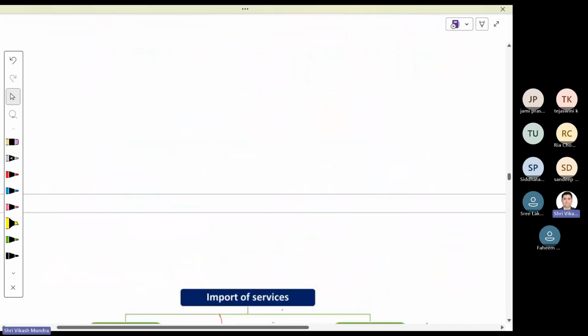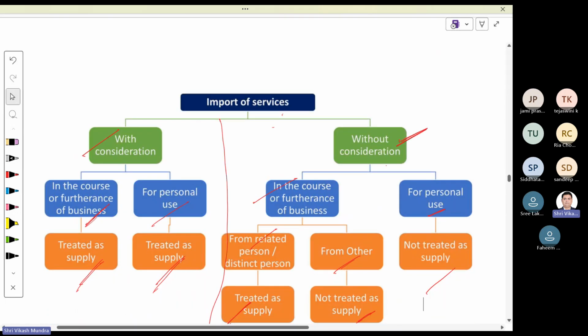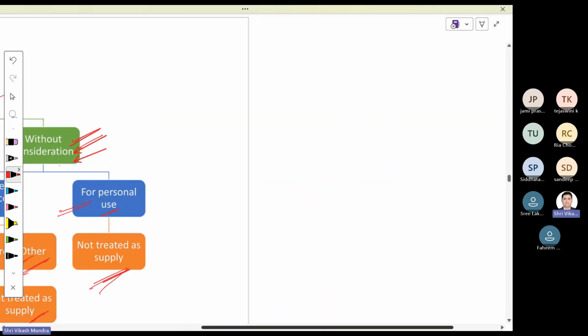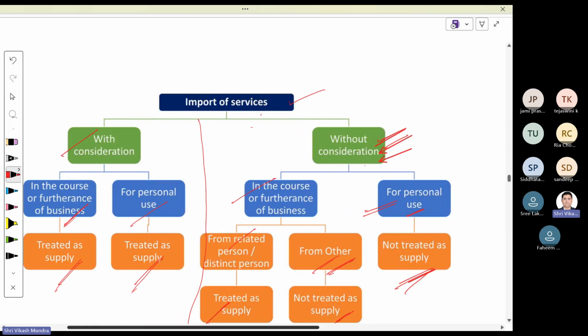That means if you are downloading some images from Google or Facebook, etc., do you think you are liable for GST? The answer is no. Google or Facebook are not our related persons. Since I am not paying anything, even though I am importing services, and I am using those imported materials for my personal use, no GST is applicable. Even if it is for my business purpose, since it is freely downloadable and they are not related to me, GST is not applicable.